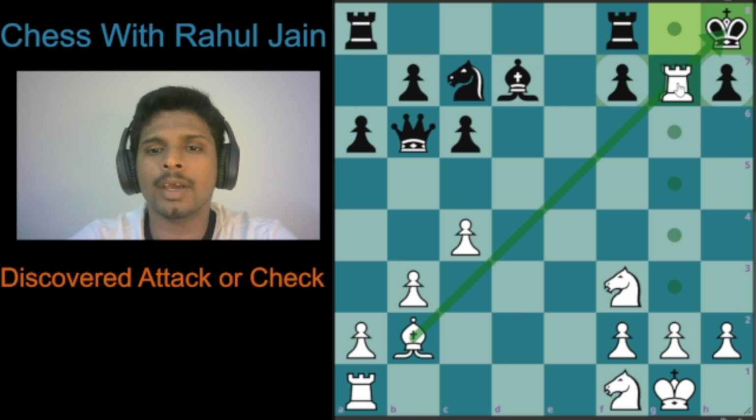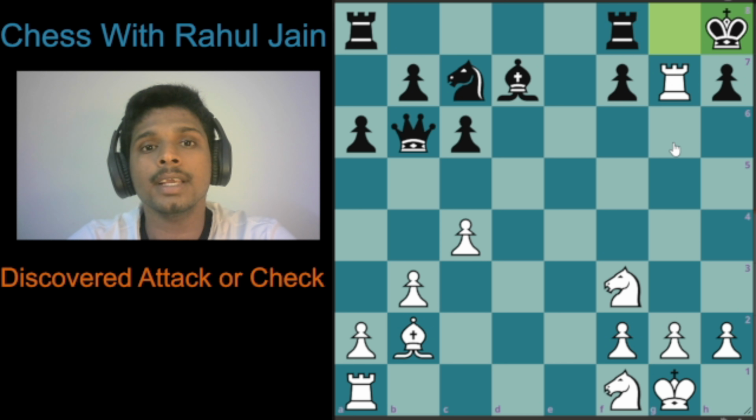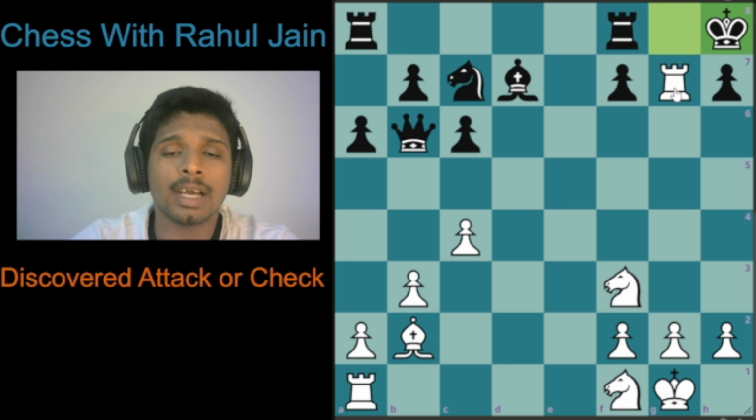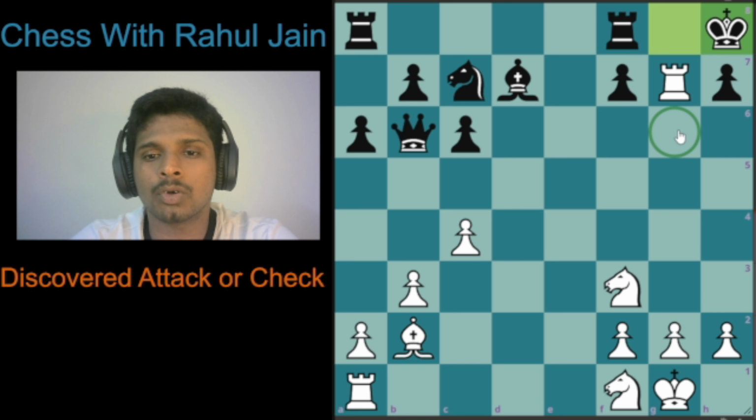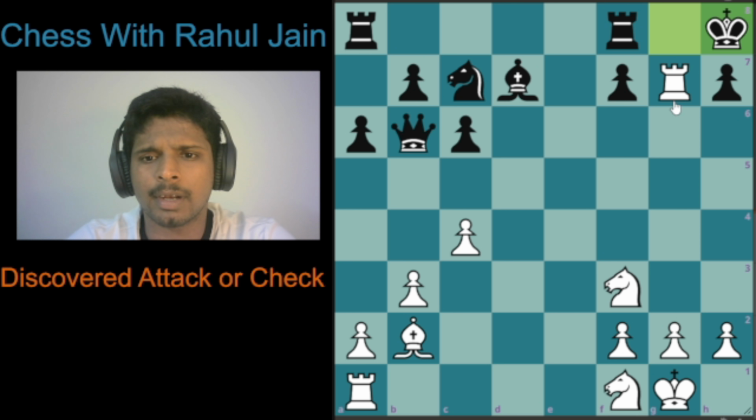So I can move my rook anywhere, and the opponent can't capture the rook. Like even I could move my rook to g6. Opponent can't capture the rook because of the discovered check. So maybe he could block. But what is windmill? I am telling about windmill, right?